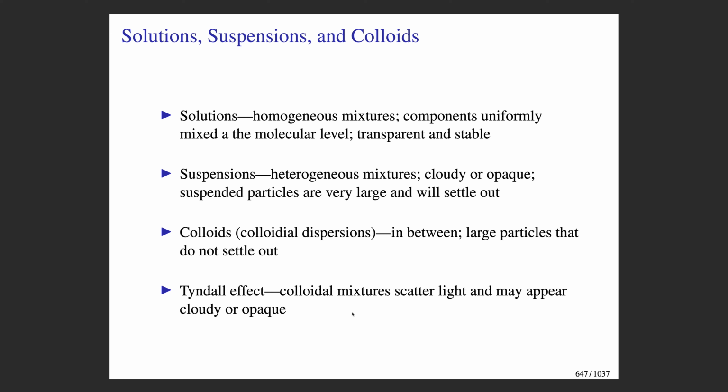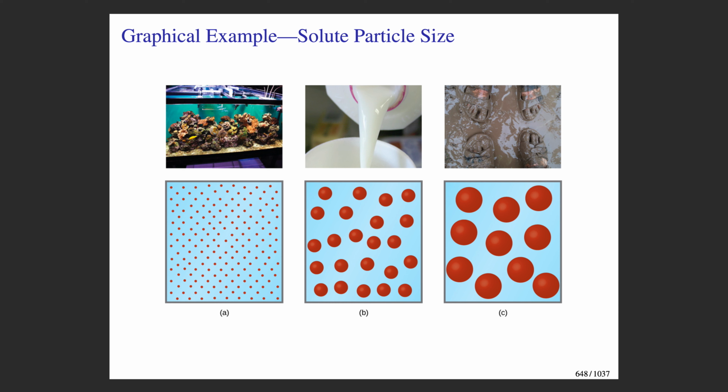Suppose that you've got an aquarium, let's say it's a saltwater aquarium, and you've got all sorts of minerals dissolved in it. Here, the solute is small. The ions are small, and they're uniformly distributed throughout the solvent. In something like mud water, you've got big particles of dirt suspended in the water, but they're very large, and eventually they will settle out of the solvent and deposit at the bottom, and you'll have water up above.